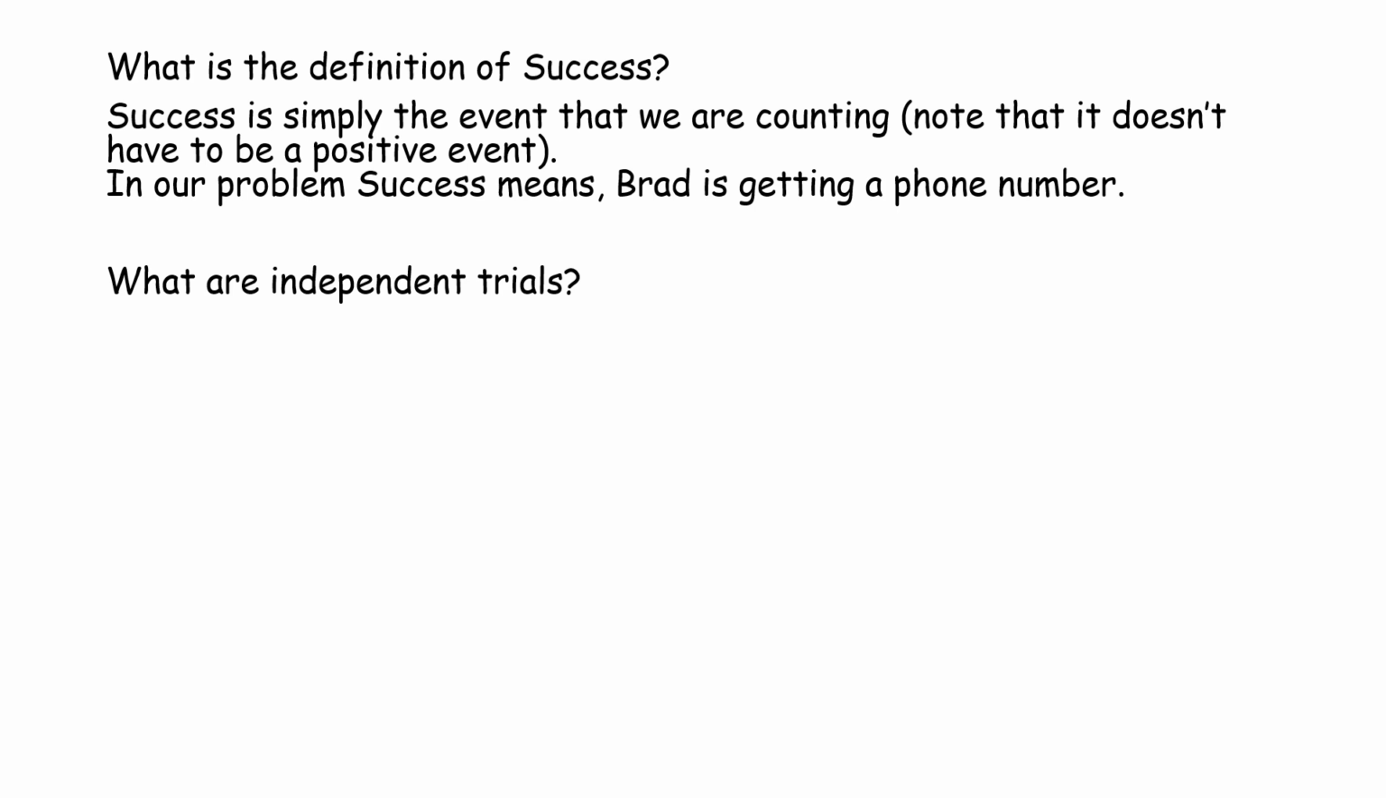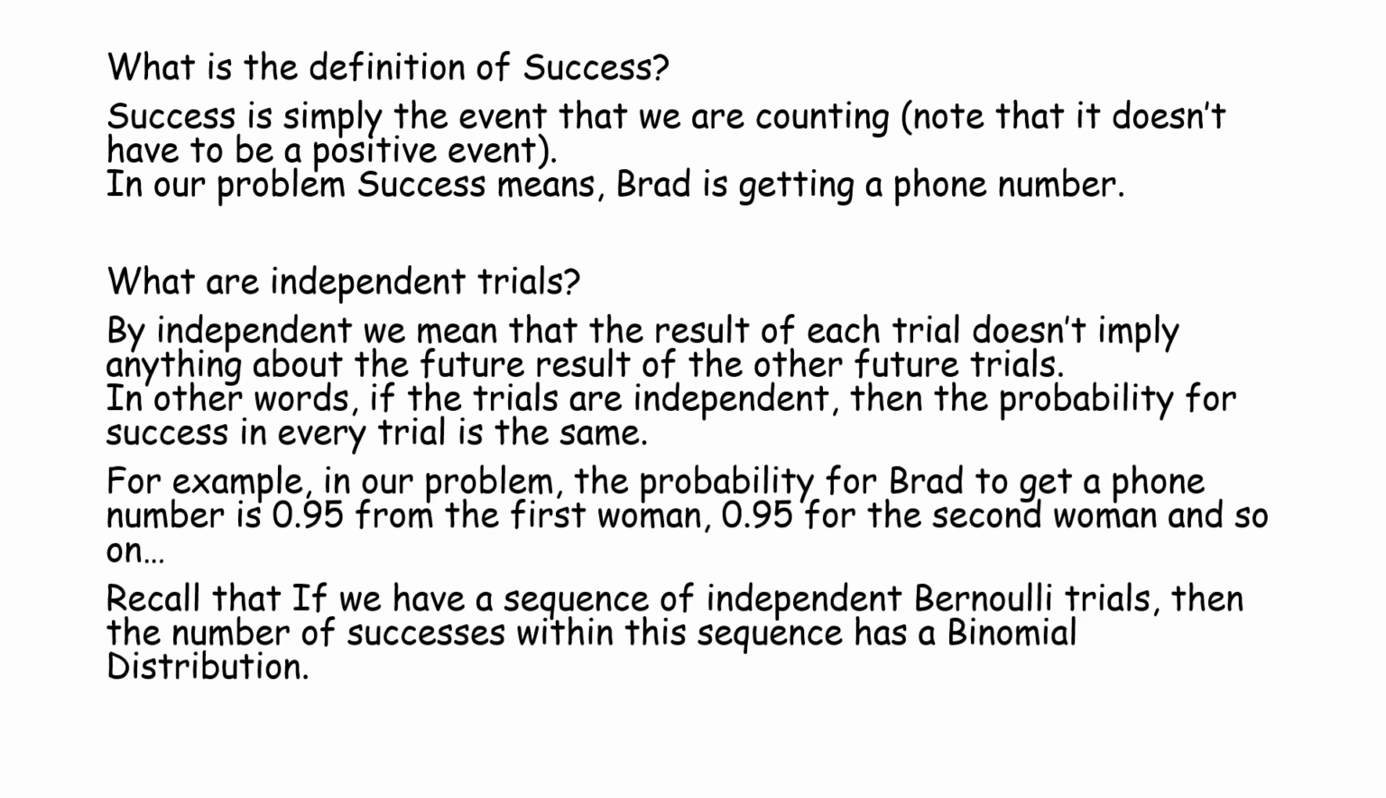What are independent trials? By independent, we mean that the result of each trial doesn't imply anything about the result of the other future trials. In other words, if the trials are independent, then the probability for success in every trial is the same. For example, in our problem, the probability for Brad to get a phone number is 0.95 for the first woman, 0.95 for the second woman, and so on. Recall that if we have a sequence of independent Bernoulli trials, then the number of successes within the sequence has a binomial distribution.